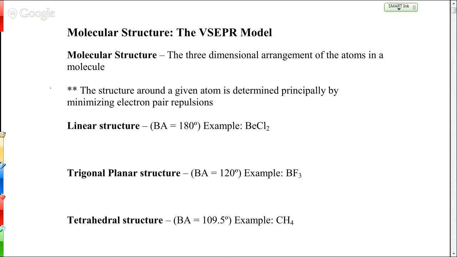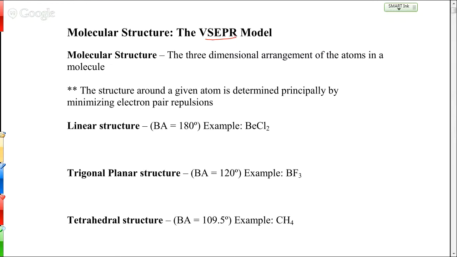And this is what the model is, VSEPR. It's pronounced Vesper, even though it should be Viseper or something. That stands for valence shell electron pair repulsion. And the theory is that electron pairs want to be as far away from each other as possible. They repel each other. And whether those pairs are in bonds or not bonding electrons, they want to be as far away from each other as possible. Given that assumption, here are the shapes that molecules take.